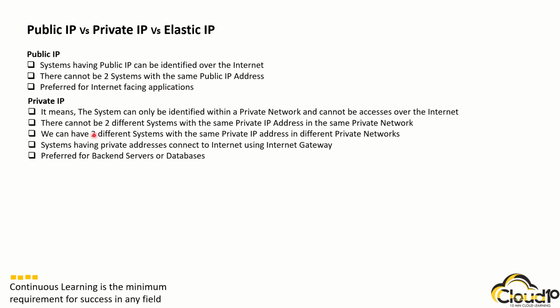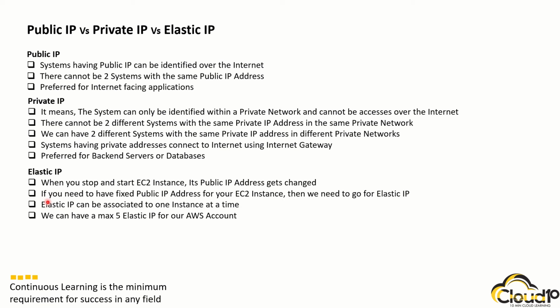Now coming to private IP addresses, it means the system can only be identified within a private network and cannot be accessed over the internet. There cannot be two different systems with the same private IP address in the same private network, but we can have two different systems with the same private IP address in different private networks. Systems having private IP addresses connect to the internet using an internet gateway. It is mostly preferred for backend servers or databases.